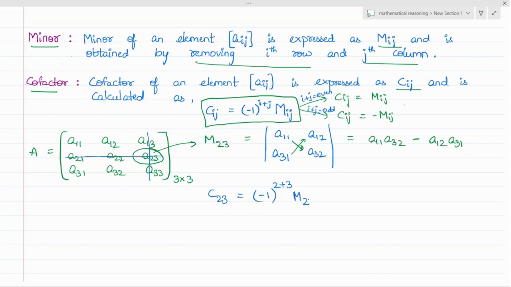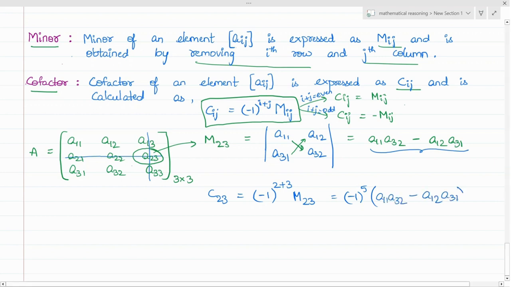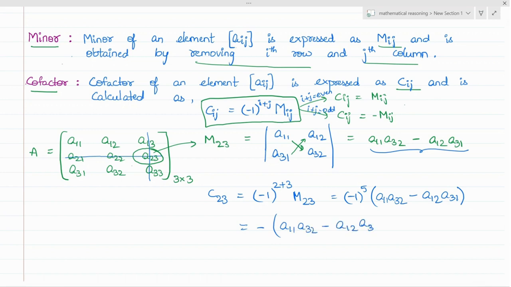That is M23. So minus 1 whole power 5. M23 is nothing but this value, that is A11, A32 minus A12, A31. So minus 1 whole power 5 is a negative number. So it's just the negative of M23. So this is how we calculate the minor and cofactor.